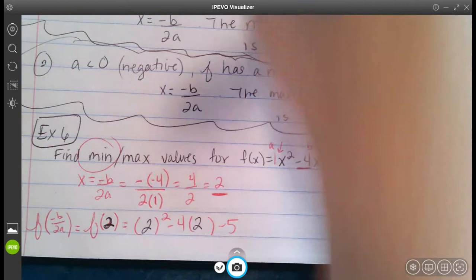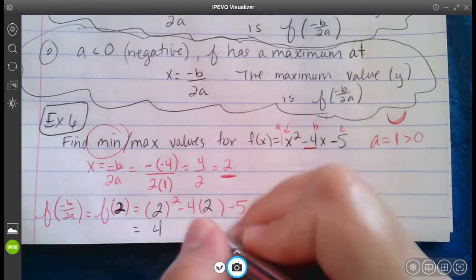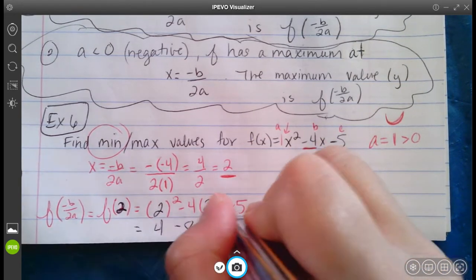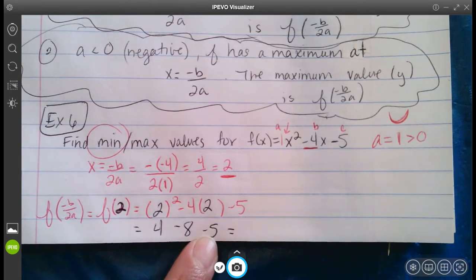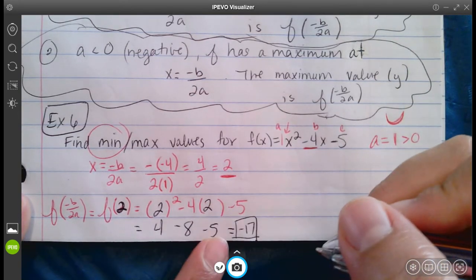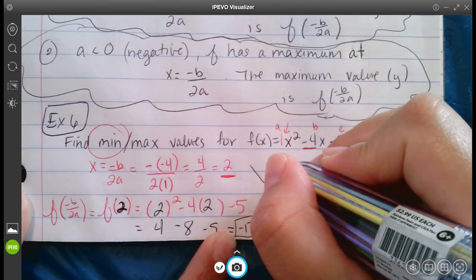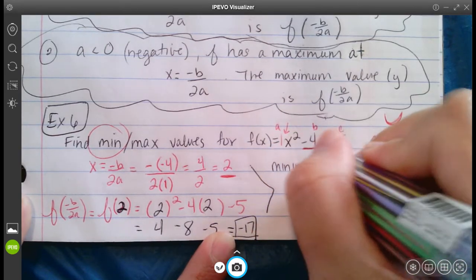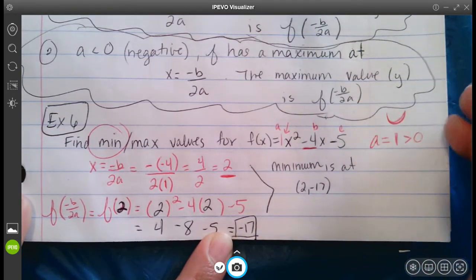Let me move this just a little bit down. 2 squared is 4. I'm almost out of space here. Minus 8, since 4 times 2 is 8. Minus 5. 4 minus 8 is negative 12. Negative 12 minus 5 is negative 17. Hopefully I did my math right here. So that means that the y value is negative 17. So together, this means that our minimum is at (2, -17).